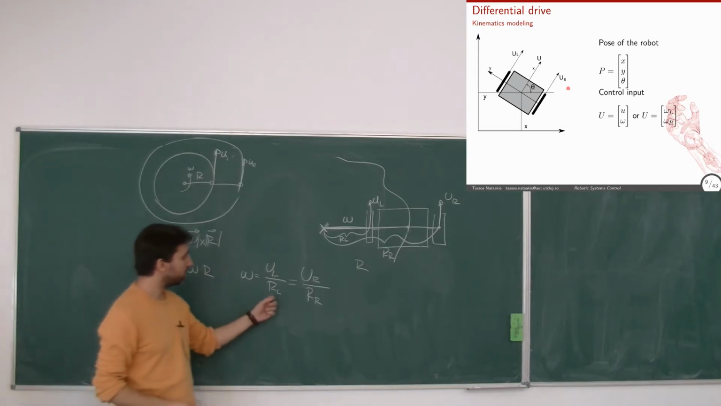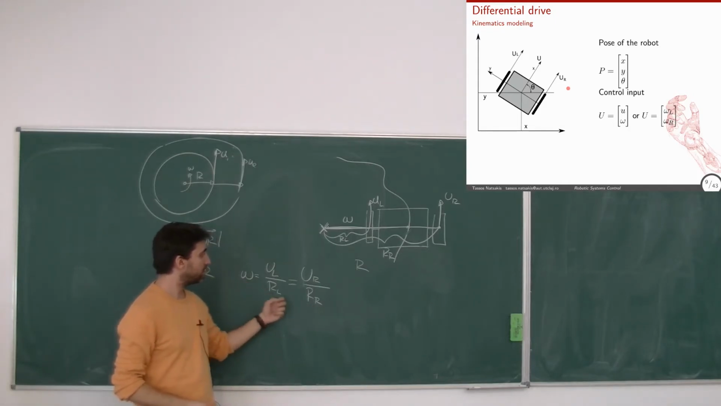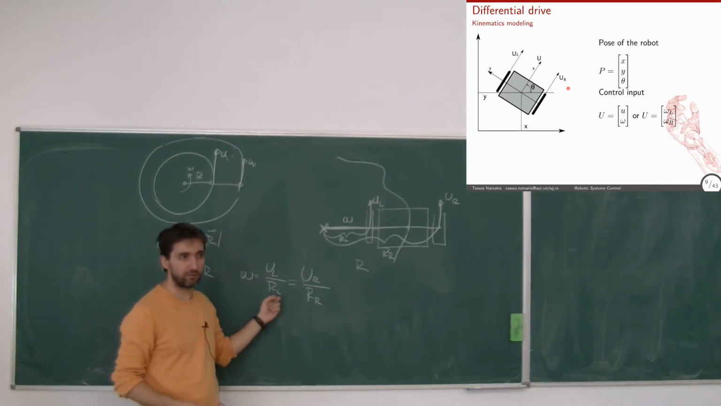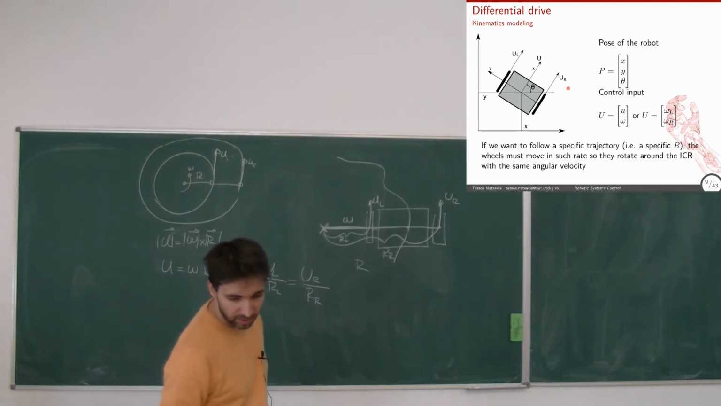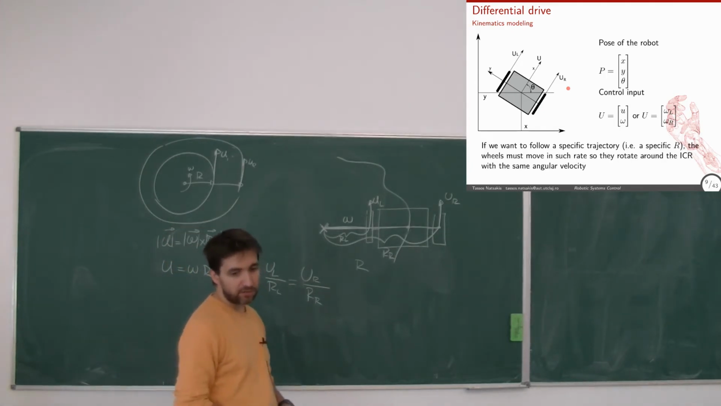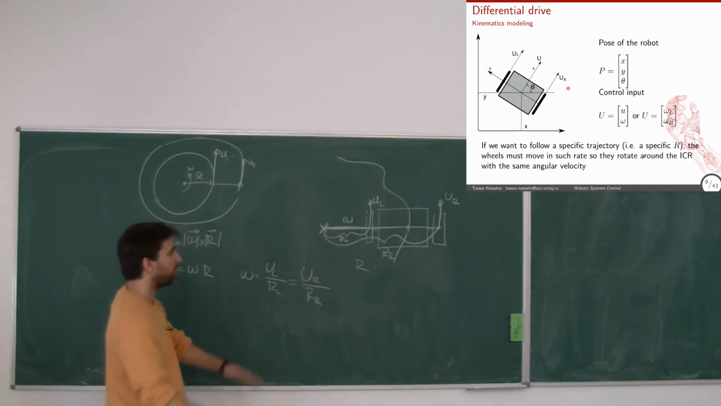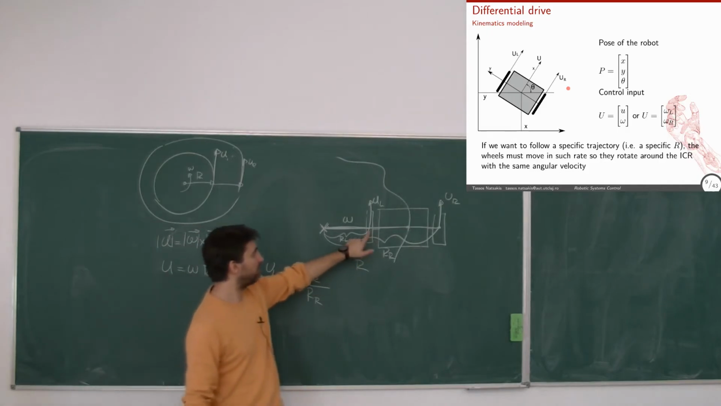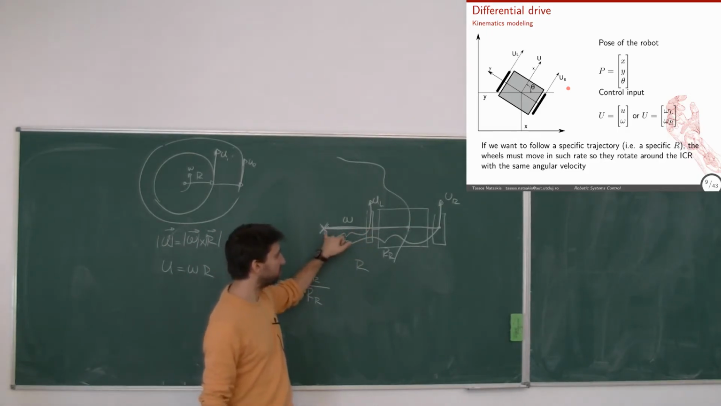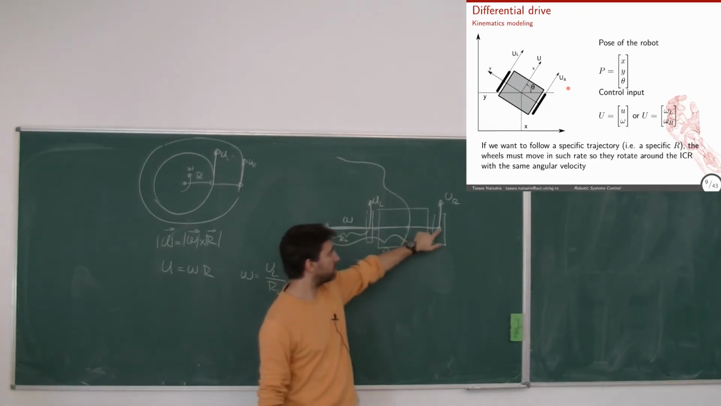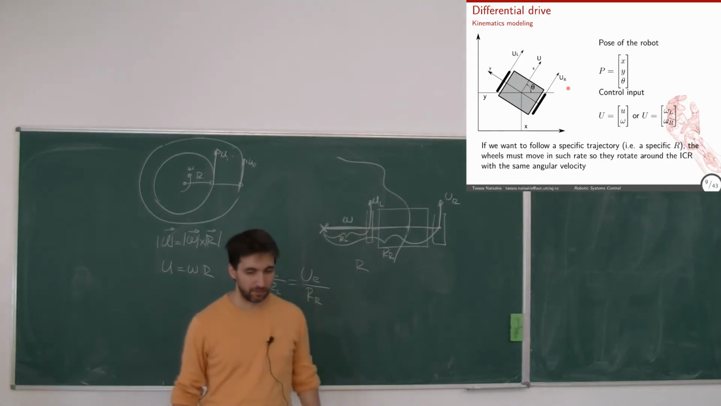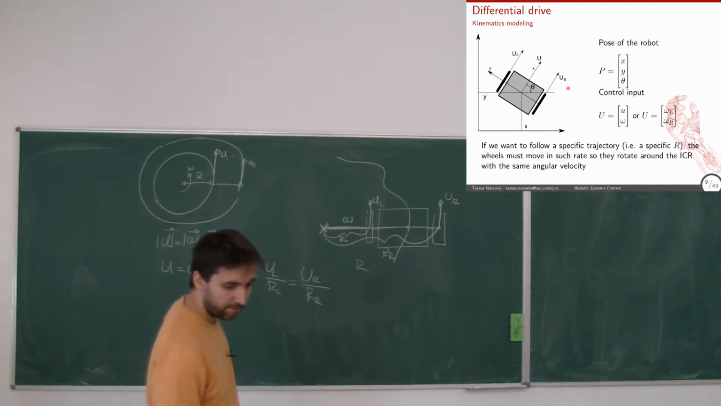Okay, so I know that this has to stand true, right? That's what I have here. The wheels must rotate at such a rate that they rotate around the ICR with the same angular velocity. The angular velocity of this point relative to the ICR should be the same as this point relative to the ICR. Okay?